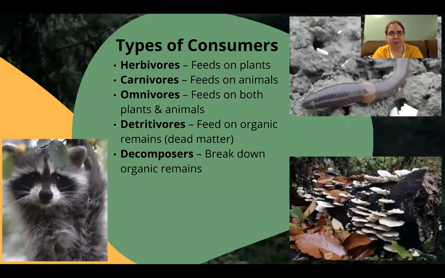All right, so here are the main types of consumers. First one is herbivores. These are animals or consumers that feed on plants. So like we saw in the previous picture with the koala, it consumes plants in order to get its energy. That is an example of an herbivore. Other ones include deer, giraffes, elephants, zebras, horses, etc.